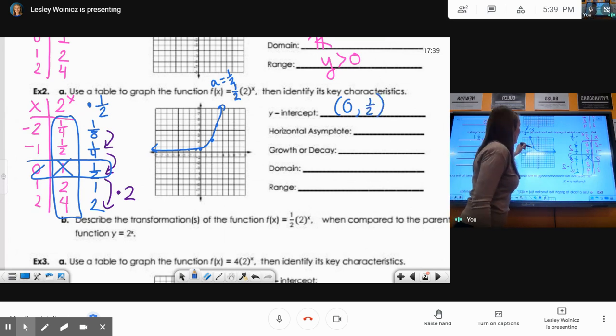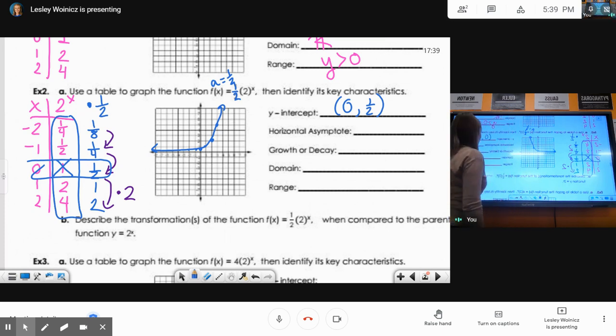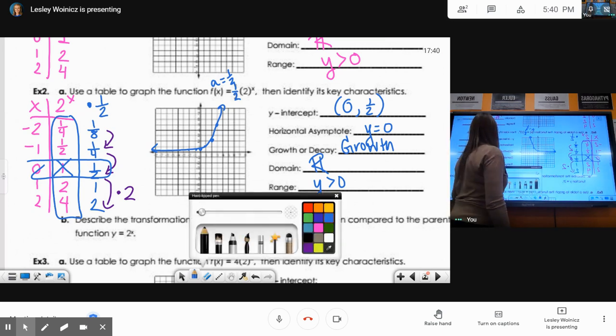Each of these points is only half as high as the parent was. Okay, so my horizontal asymptote didn't move. It's still y equals 0. I still have growth. My domain is still all real numbers. I didn't change my x's. And my range is still y's that are greater than 0. So a lot of this didn't change. What did change was my y-intercept. We'll talk more about that later.